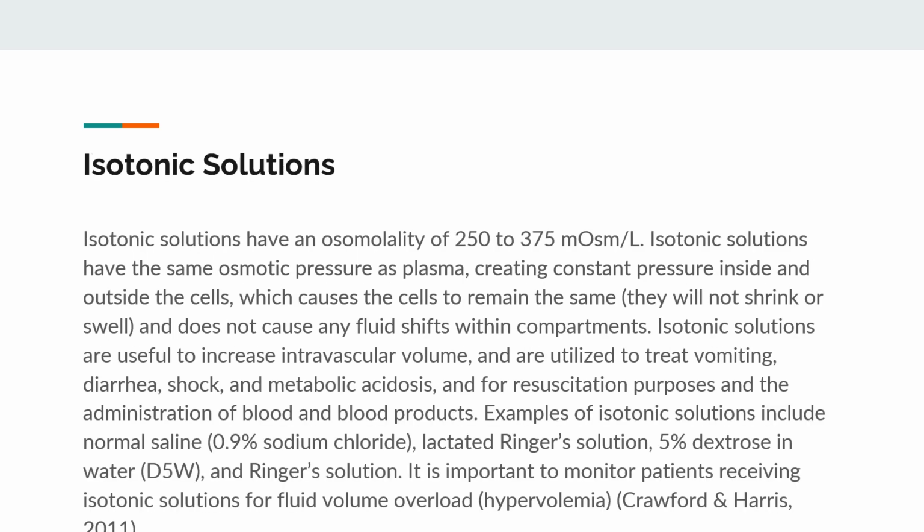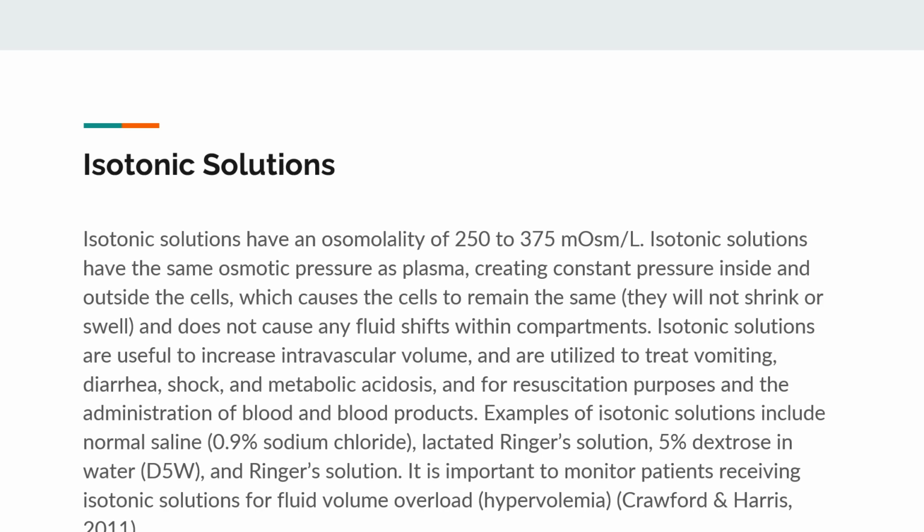So what are isotonic solutions? Well, they have an osmolality of 250 to 375 milliosmoles per liter. They have the same osmotic pressure as plasma, creating a constant pressure inside and outside of the cells, which causes the cells to remain the same, meaning they will not shrink or swell. And they do not cause any shift of fluid within the compartments.